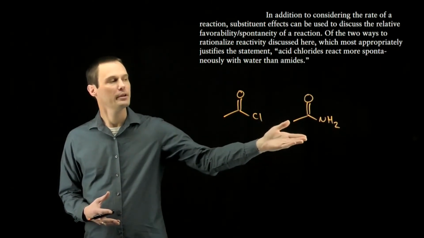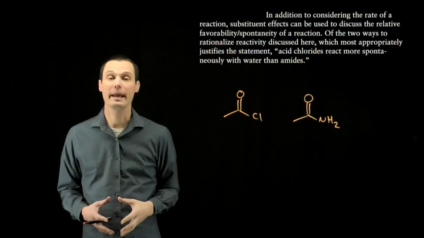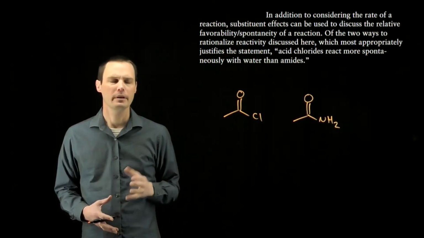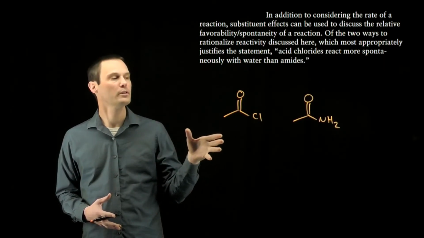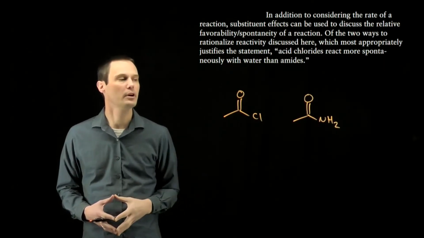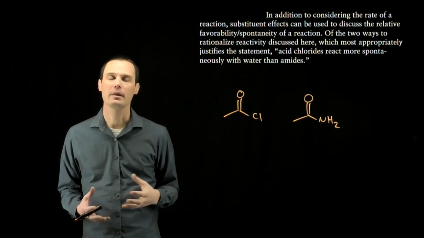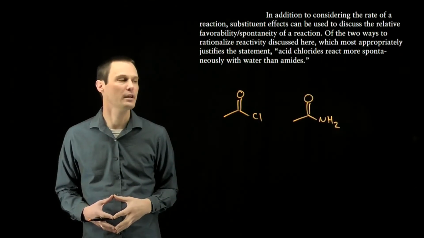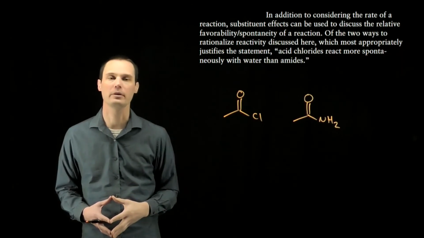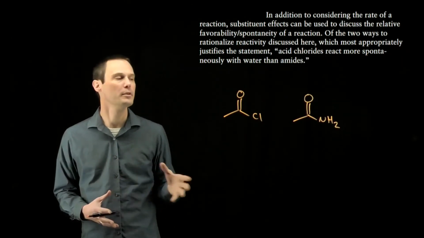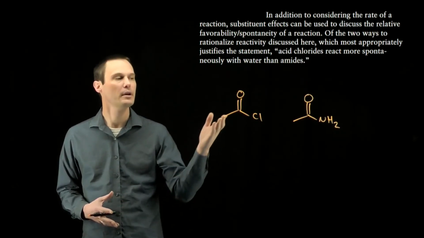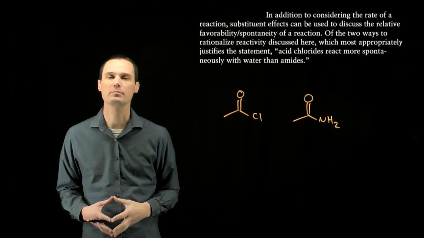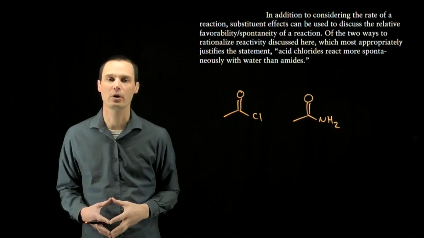The electron donating ability of nitrogen makes the carbonyl carbon of an amide less electrophilic. Given that the first step of this mechanism is rate determining, this is more important of a justification, the fact that the carbonyl carbon is more electrophilic. That is a better justification for this saying than the fact that chlorine is a better leaving group, which is also true. But the better rationalization for this particular instance is the rate determining step, the first step, telling us that the carbonyl carbon is more electrophilic due to the electron withdrawing chlorine atom.